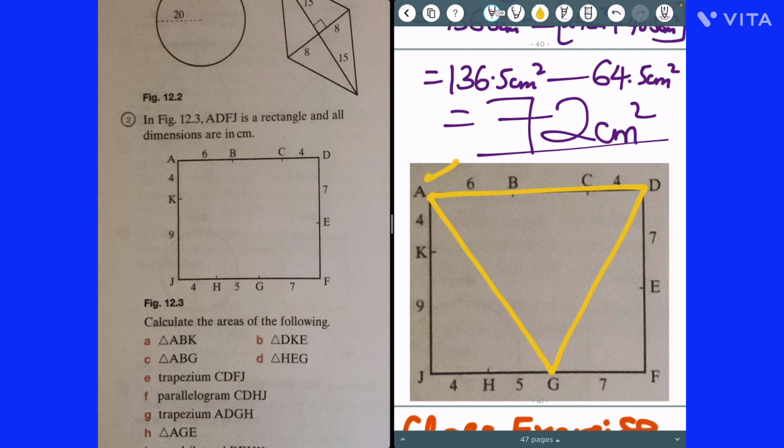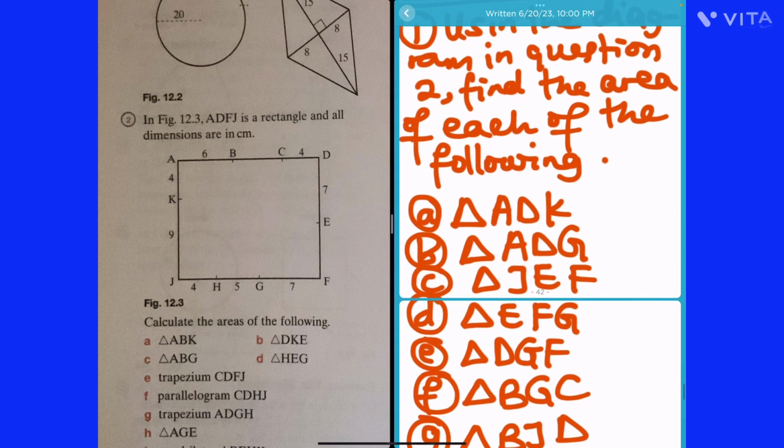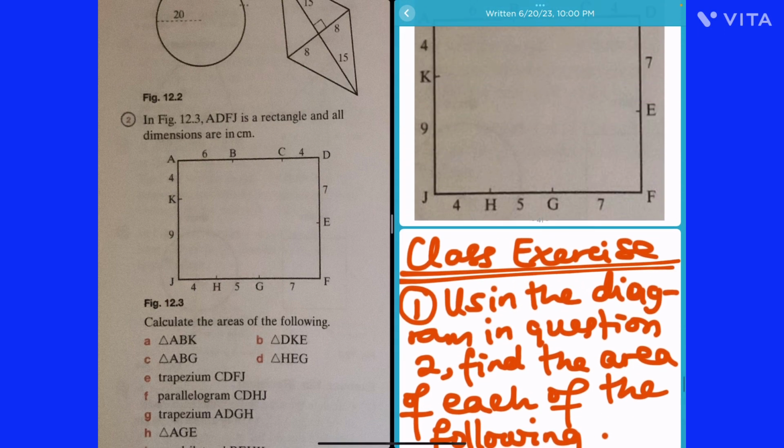The base of the triangle is this length, which is what? 16. This whole length here, which is 16. That's the base of the triangle. Then what's the height? The vertical height is here, which is 13, same as this side. So half base times height, half times 16 times 13 will give you the area of the triangle. You do it yourself. C says find the area of triangle JEF.